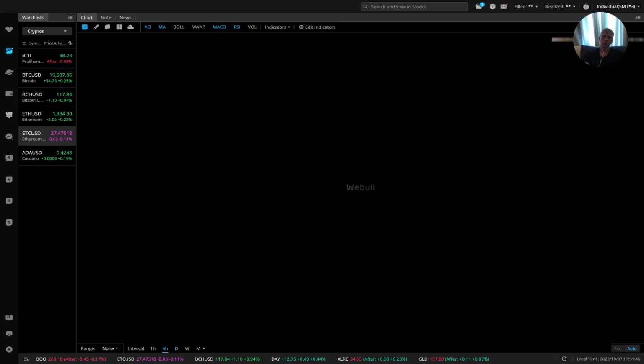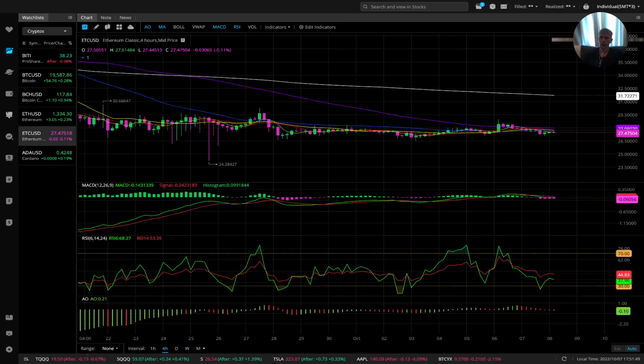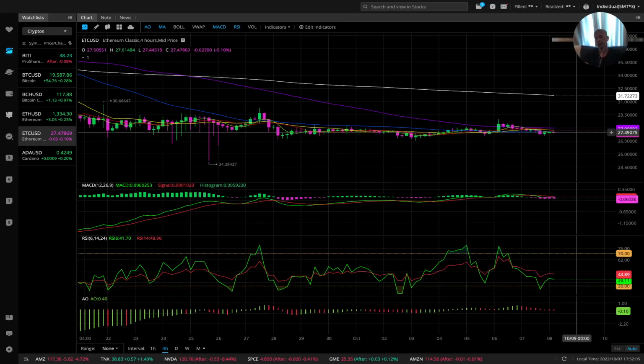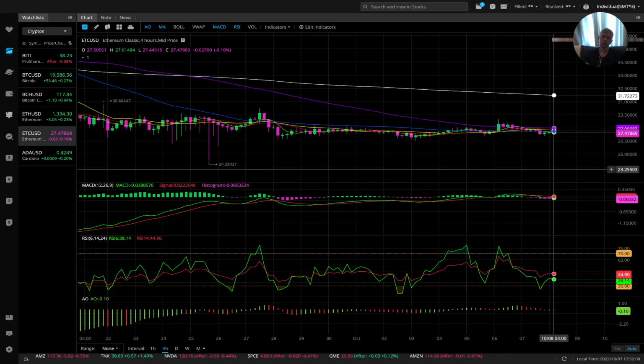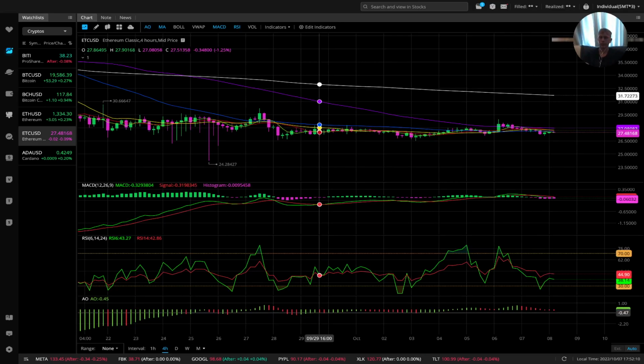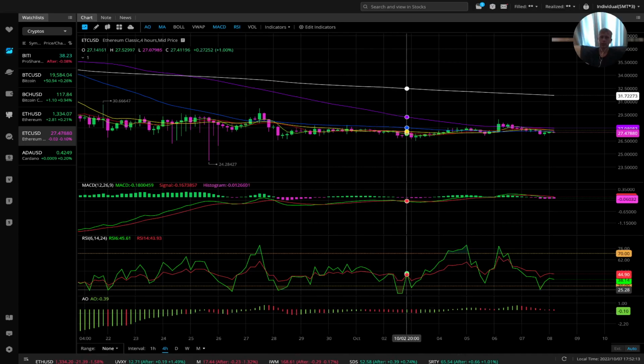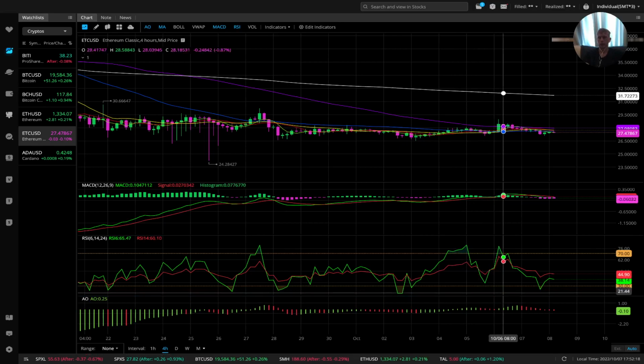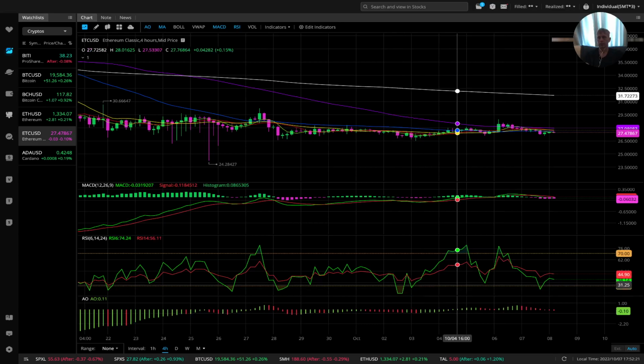Let's check on 4 hours. On 4 hours, MACD in the bearish trend, RSI in the bearish trend, also oscillator in the bearish, all indicators in the bearish trend on 4 hours. And the last bar is below all moving averages. It has some bullish divergence, but it's in a bearish trend on 4 hours.